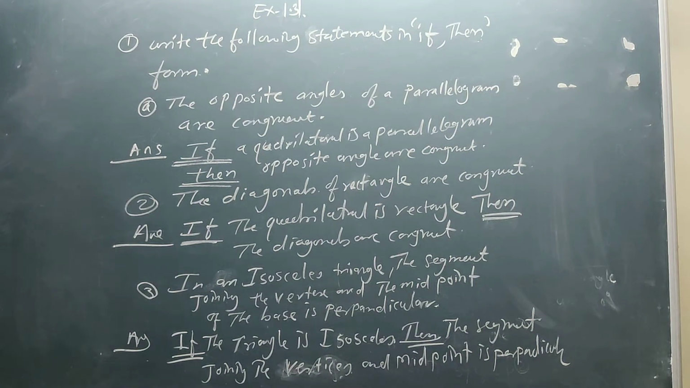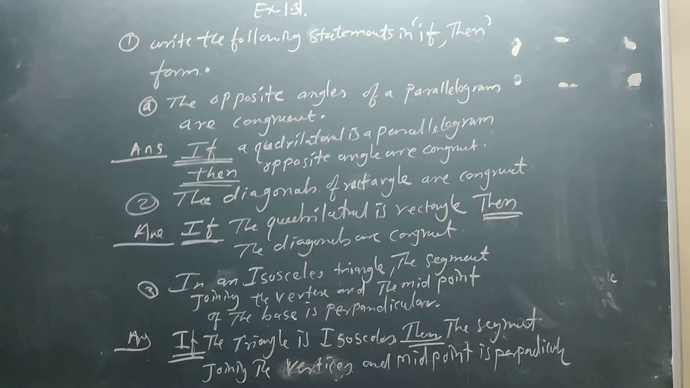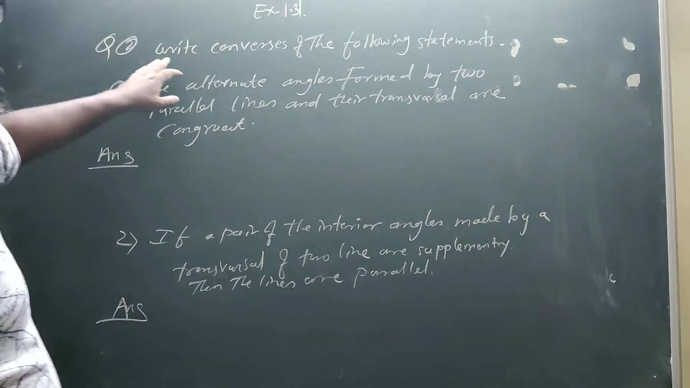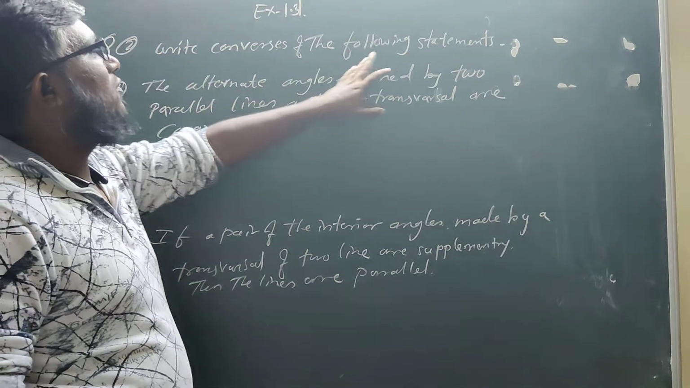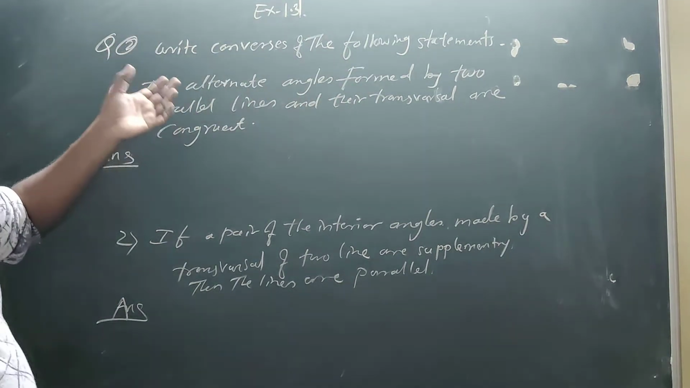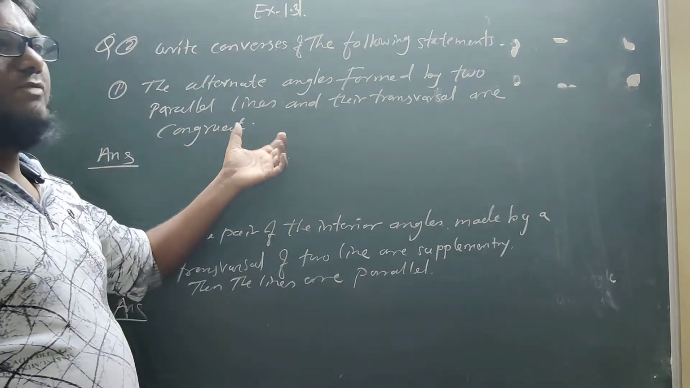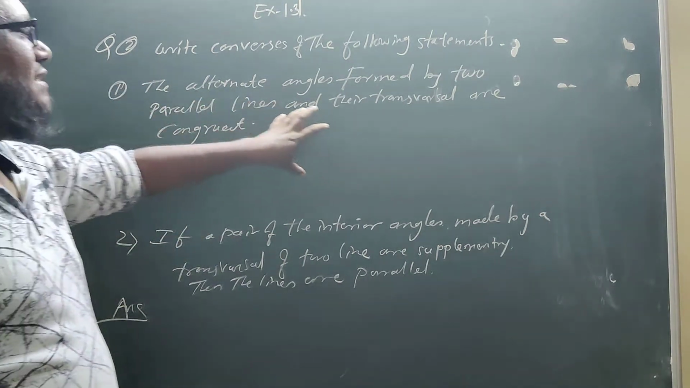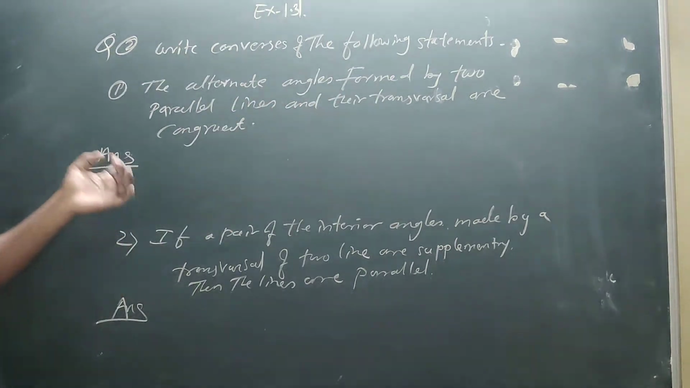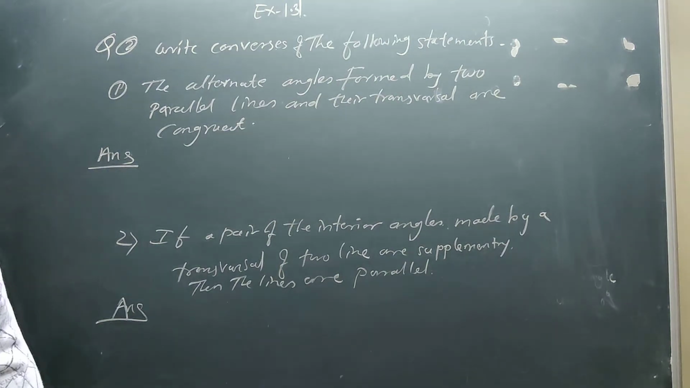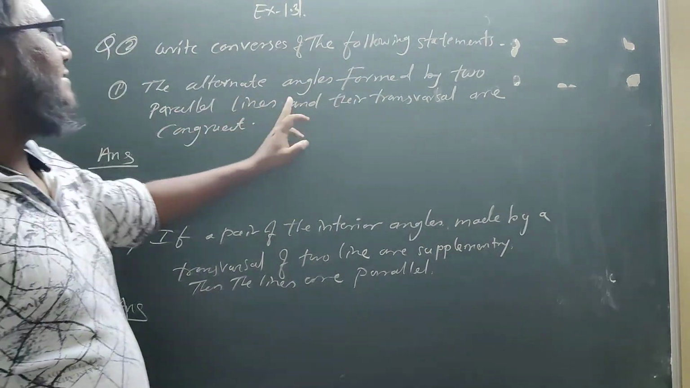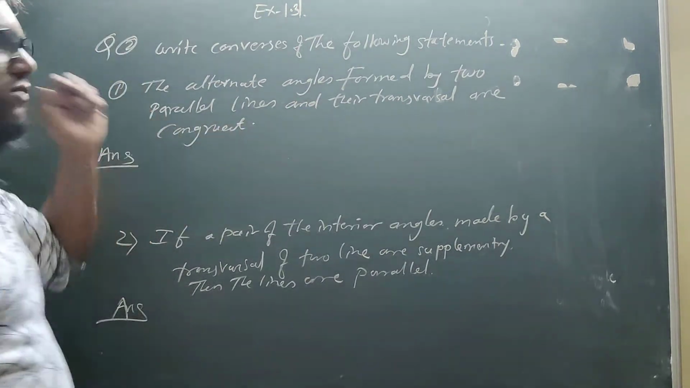We'll see the next question, that is the second question. Now the second question of the 1.3 exercise is like this: write the converse of the following statements. Now these statements are given here. We have to write the converse of this statement. Converse means the meaning of that sentence will remain as it is, just we'll write it in a different manner. The first statement: the alternate angles formed by two parallel lines and their transversal are congruent.